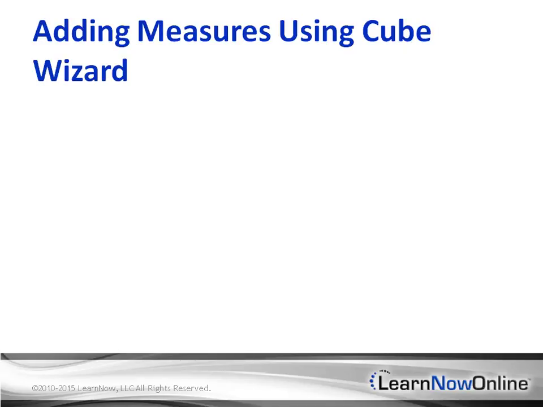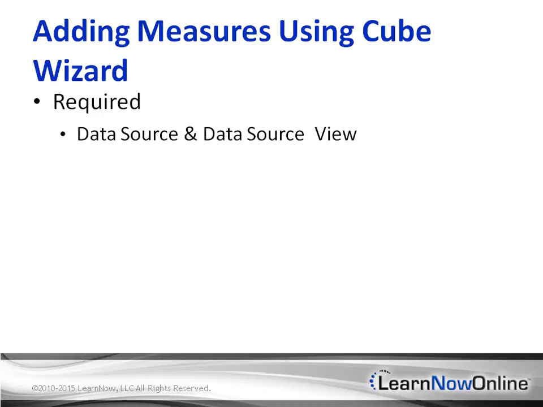In this section, we're going to be talking about adding measures using the Cube Wizard. First, let's talk about what is required. Required objects is at least one data source that has to be created. Once this data source is created, a data source view with the dimension and fact tables needs to be created in order to successfully create a cube and the measures within that cube.